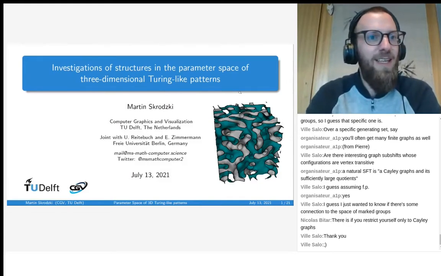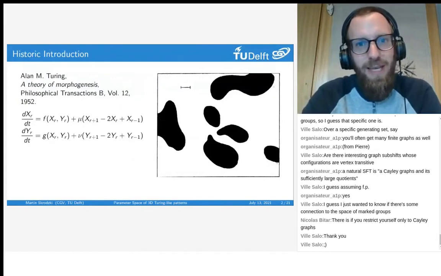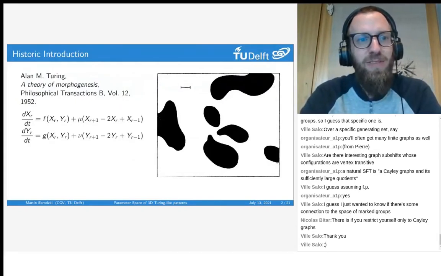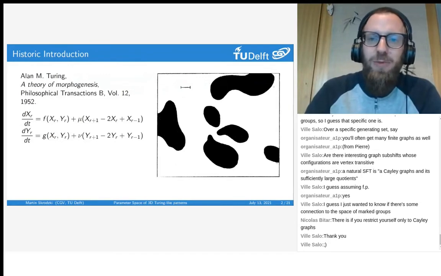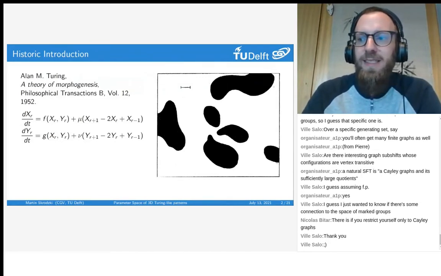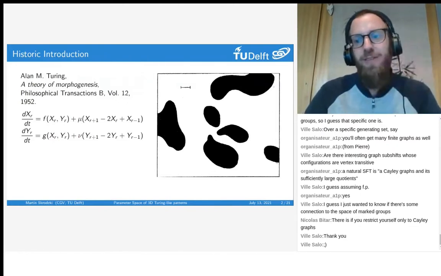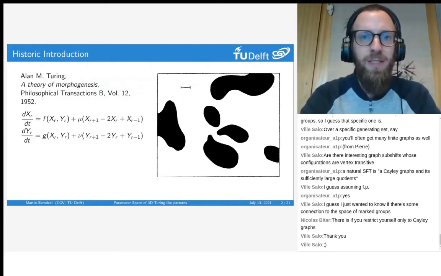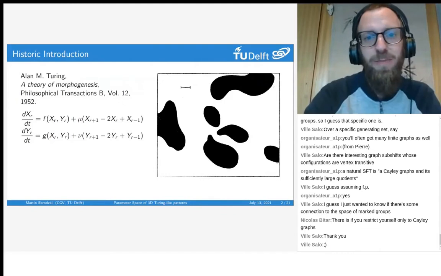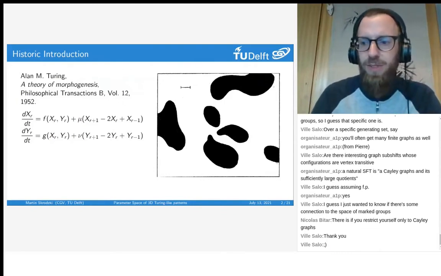So let's get started, and let's maybe recall what are Turing patterns. Turing patterns are named after their inventor, Alan Matheson Turing, who came up with the formulation of these in 1952. And he was actually aiming at the description of animal patterns. Think of a cow, a cat, any animal with dots, possibly stripes even. And he was trying to describe how these patterns come to be.